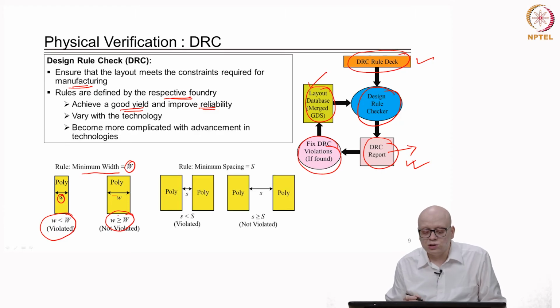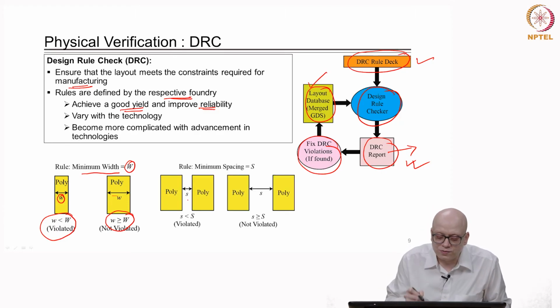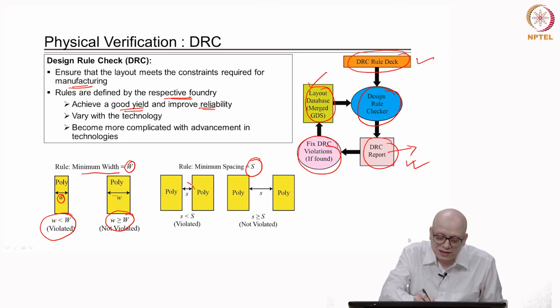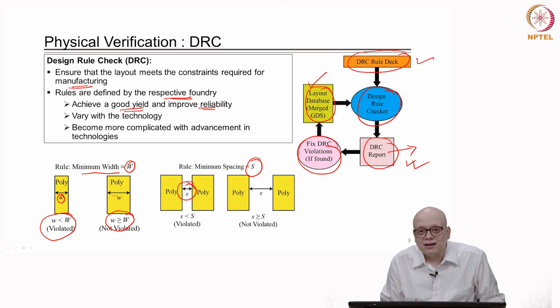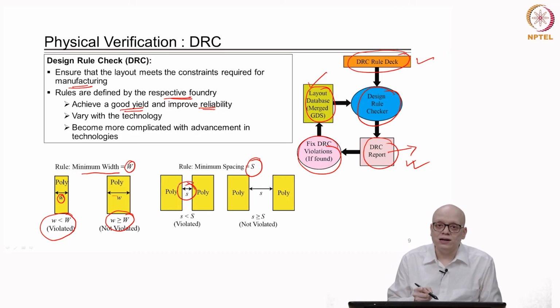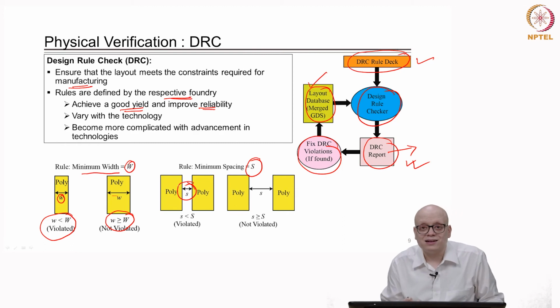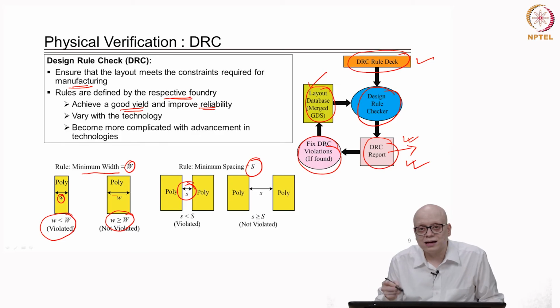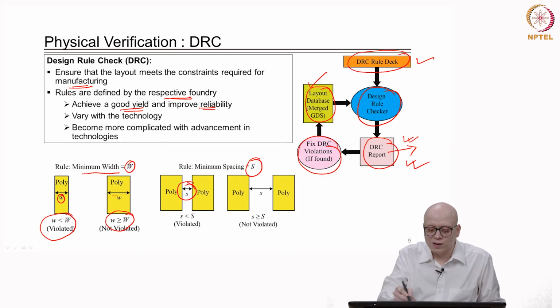Similarly, there can be a rule that the spacing between two polys should be at least S, capital S. Now, in our layout, if this spacing is less, then the tool will flag that there is a violation of minimum spacing, and this will be there in the DRC report, and then looking at that we will need to fix it. For example, in this case we have to make the spacing larger, more than the defined capital S.